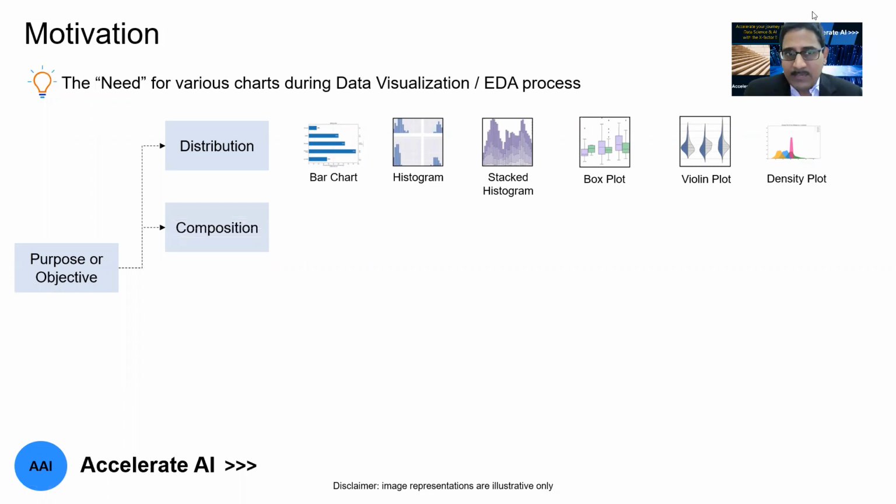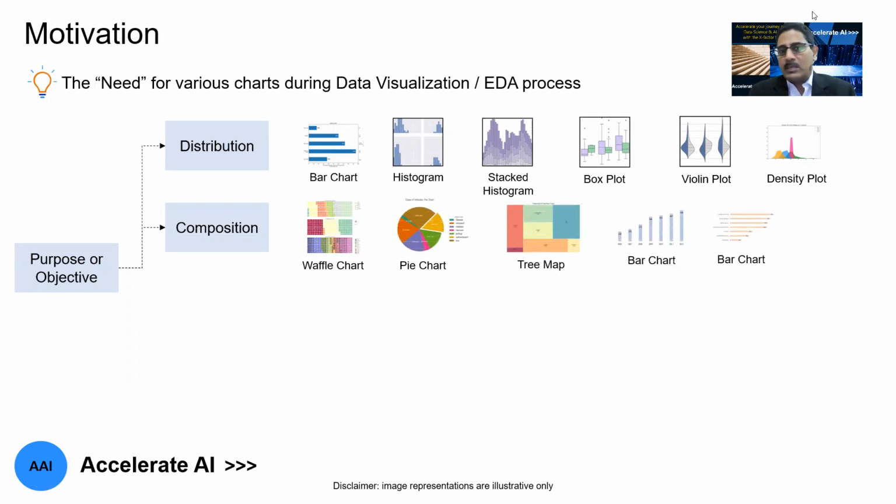The purpose or objective can also be composition, where we are talking about a part to whole kind of representation, and which is where we can use something like a waffle chart or pie chart or tree map. And of course, bar chart and different representations of bar chart can also be used, provided they all stack up to 100% in the part to whole scenario, in the composition kind of need.